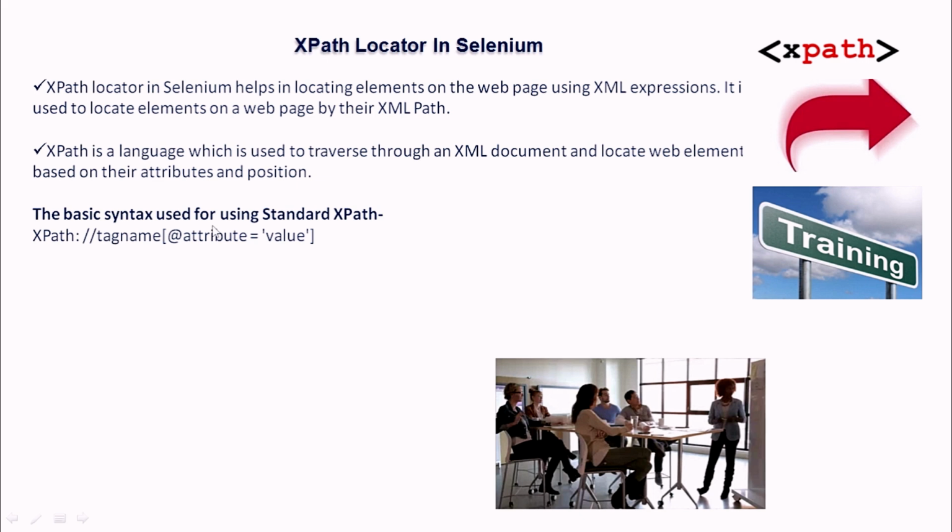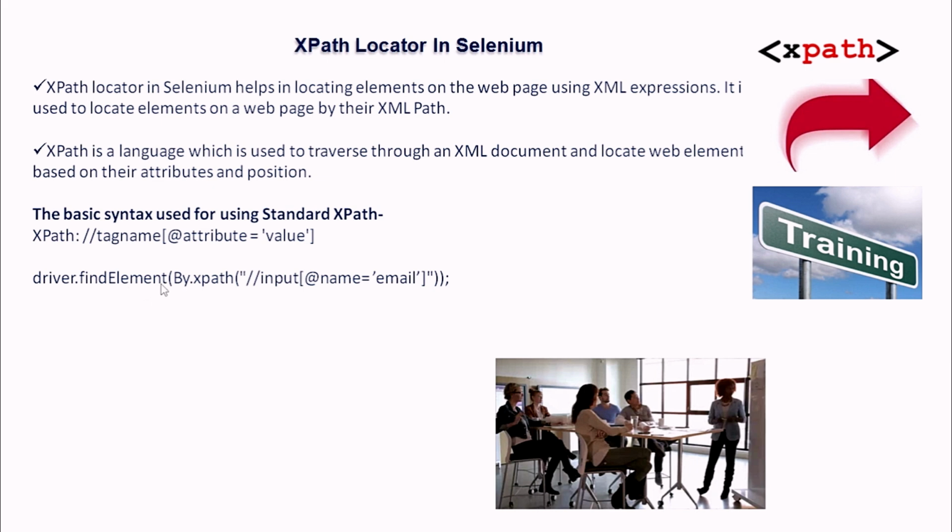This is the basic syntax for the XPath when we are dealing with attributes. First it starts with the double slash, then you provide the tag name, then the bracket, and the @ symbol, then the name of the attribute, then the equal to symbol, then in single quotes you provide the value of the attribute. This is the basic syntax for the standard XPath. We will understand it in depth in the next videos.